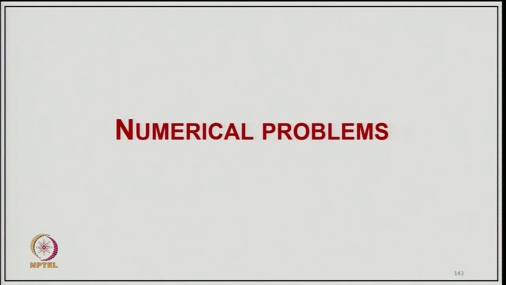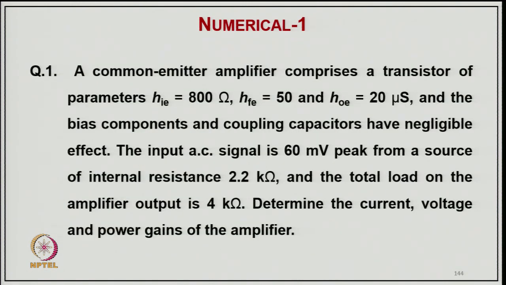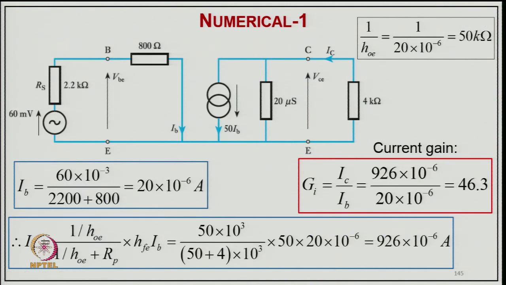Now, coming to the numerical problems. A common emitter amplifier comprises a transistor with parameters HI 800 ohm, HFE 50, HOE 20 microsiemens. The bias components and coupling capacitors have negligible effect. The input AC signal is 60 millivolt peak to peak, for a source internal resistance of 2.2 kilo ohm, and the total load on the amplifier circuit is 4 kilo ohm. Determine the current, voltage and power gains of this amplifier. This is the circuit; we already talked about common emitter amplification, with all the parameters mentioned in this equivalent circuit of the transistor with H parameters, and we can just calculate all parameters.